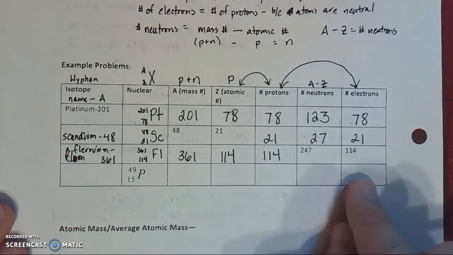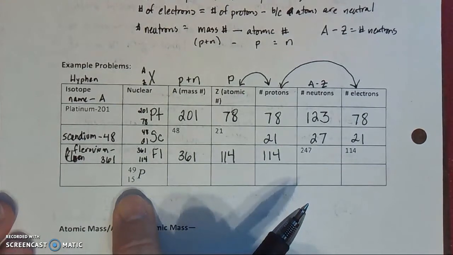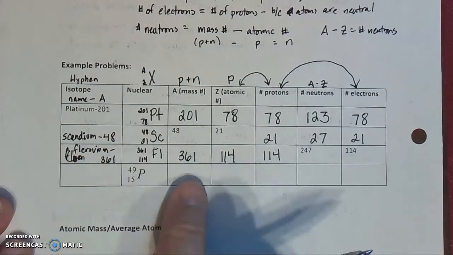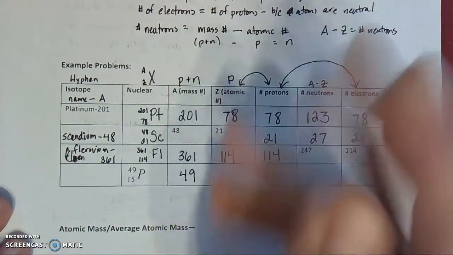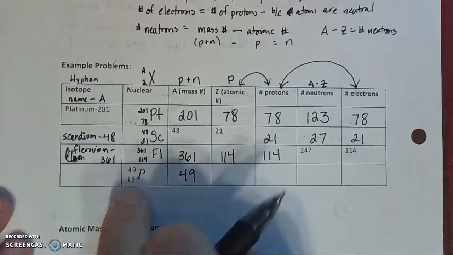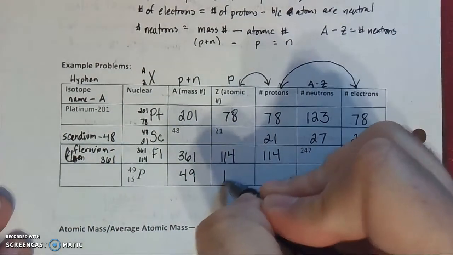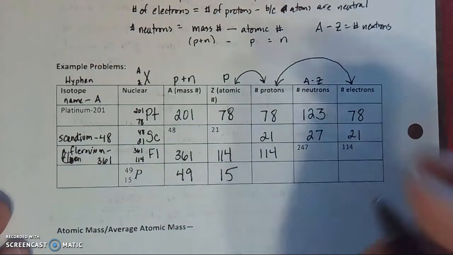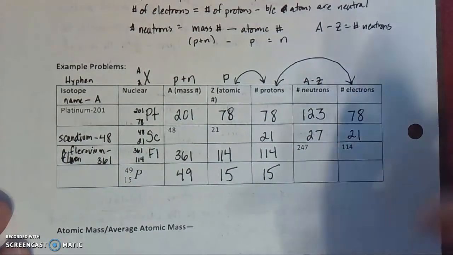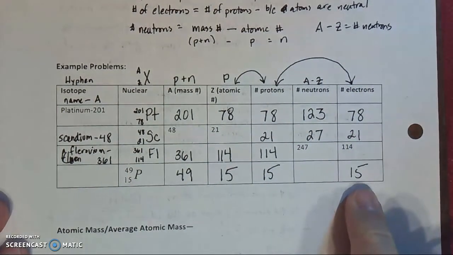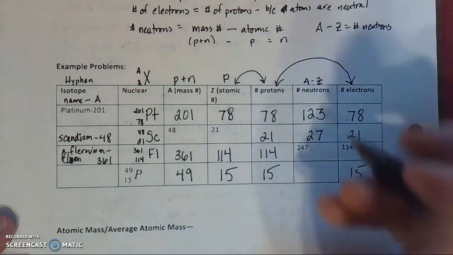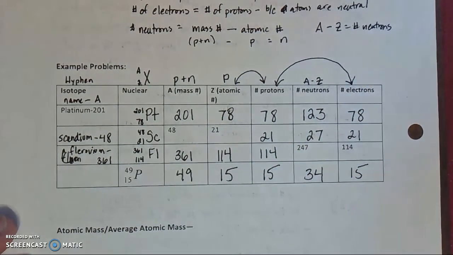Our last example, we are just given the nuclear method, but this gives us a lot of information. So I know the bigger of the two numbers, the superscript, is A. So that is our mass number of 49. The bottom number, the subscript, is Z, or the atomic number, 15. I know that the number of protons is equal to the atomic number of 15, and I know the number of electrons is equal to the number of protons, which is 15. I can subtract 49 minus 15 and get 34 for my number of neutrons.